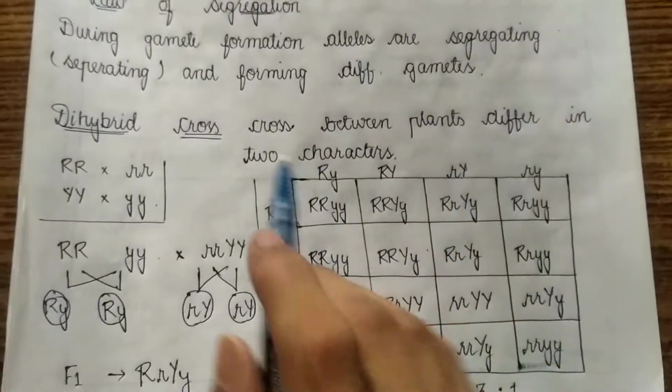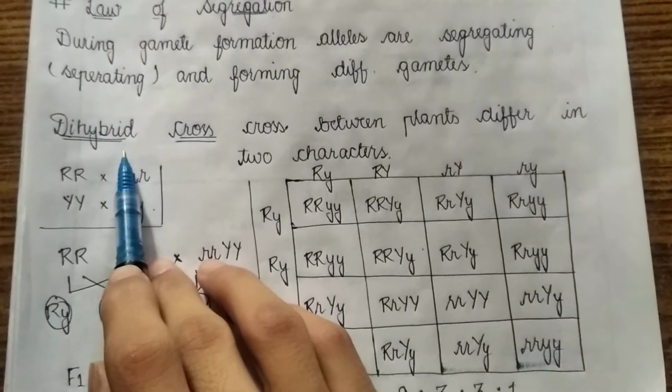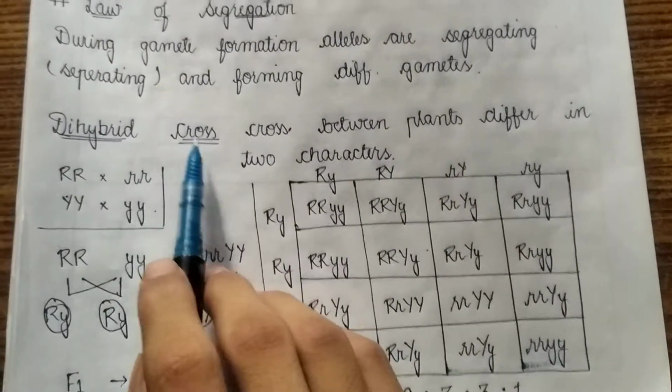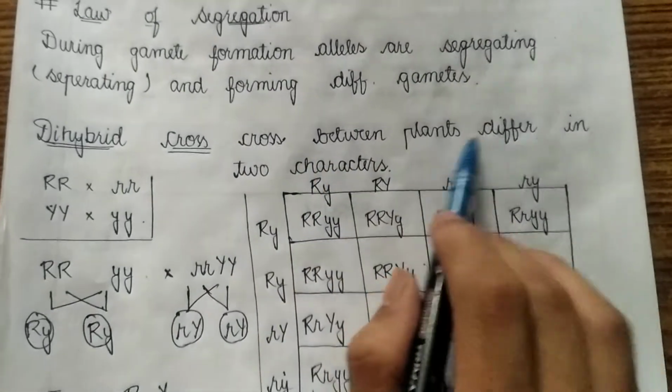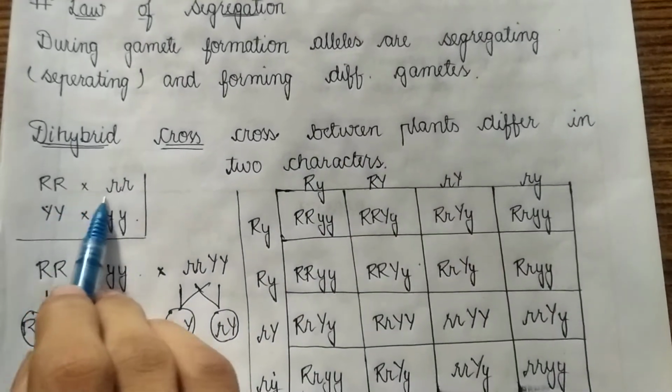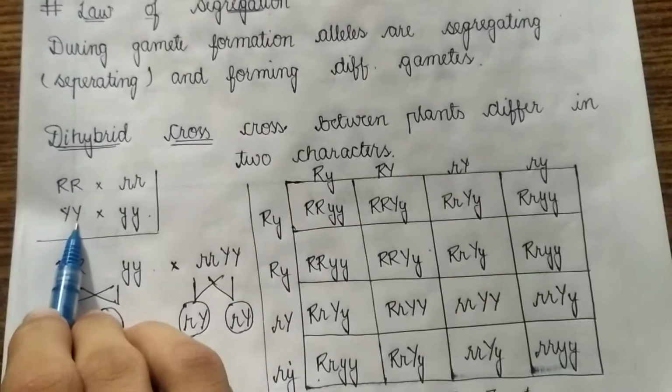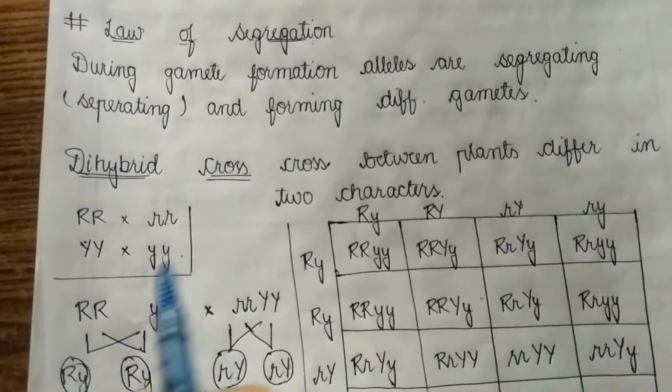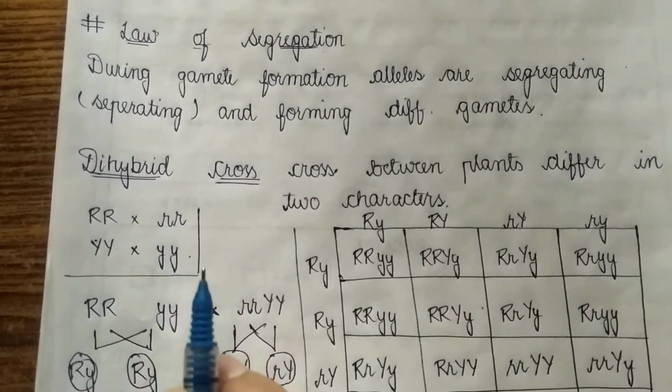Now, earlier we have seen monohybrid cross. Now we will see dihybrid cross. Dihybrid cross means cross between plants differing in two characteristics. So here we have taken capital R and small r, capital Y and small y. That is shape of seed and color of seed.